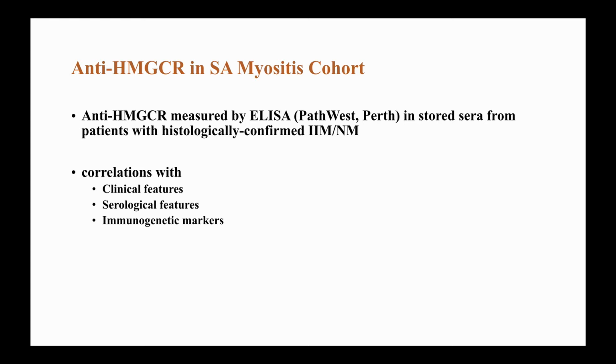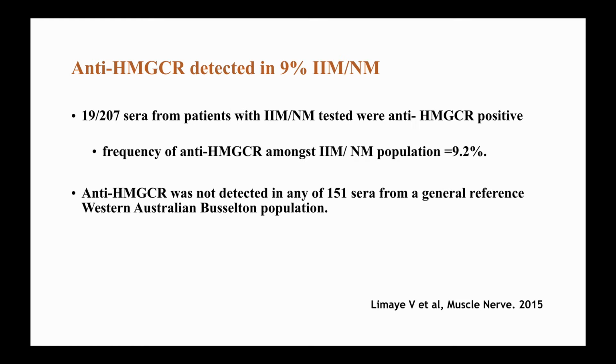This was done in collaboration with Pathwest Perth, and we looked at the correlations of these antibodies measured by ELISA with clinical, serological, and immunogenetic markers. So we had 207 sera that we tested for these antibodies, and we found that 19 of these patients tested positive for antibodies to HMG-CR. So the frequency in our IIM population was 9%. Interestingly, it was not detected in any of a reference control group, so they were quite specific to this subset of disease.